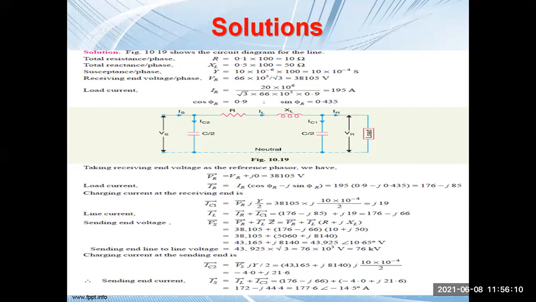So IR you have calculated. It is 176 minus J85. This value. Are you getting this? Sir, it is 174.95. Okay, maybe. Minus J85 you have got. Minus 84.5. Okay, minus J84.5. It's okay. Fine.